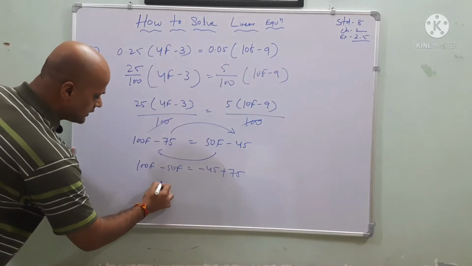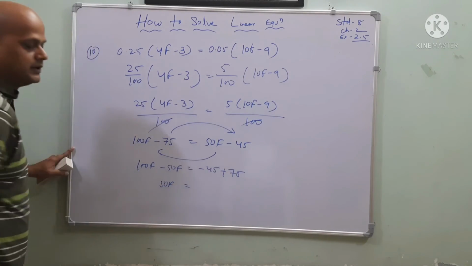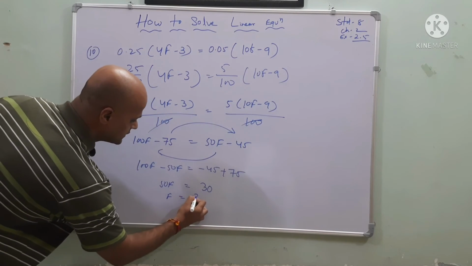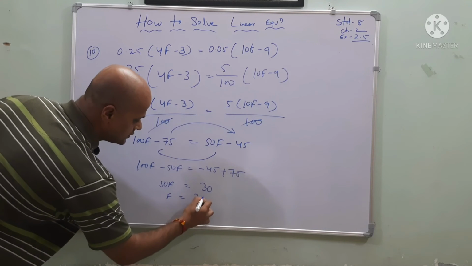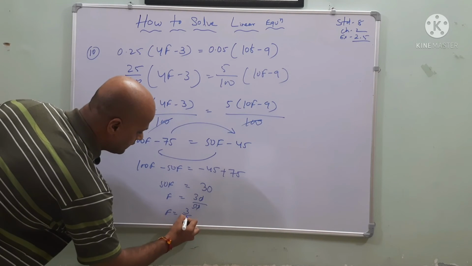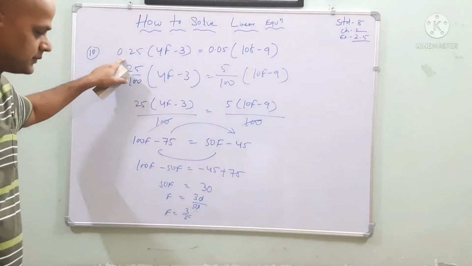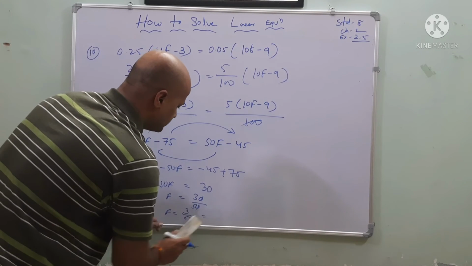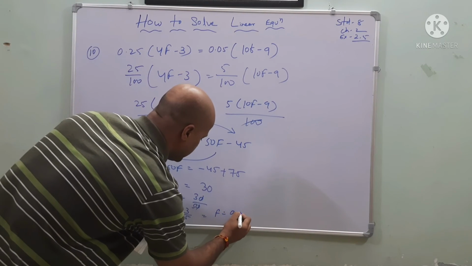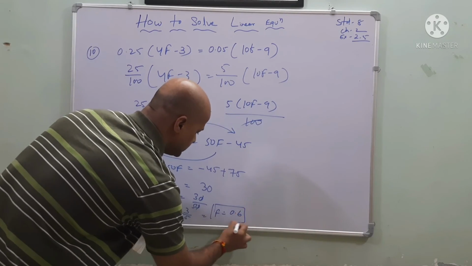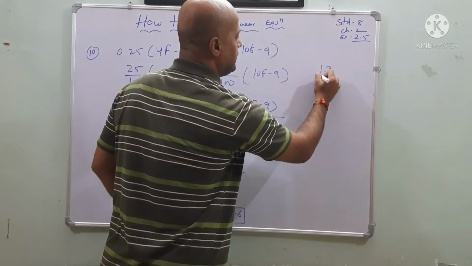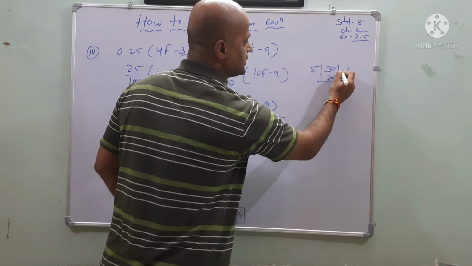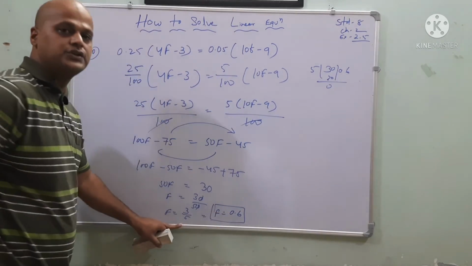So how much is it coming? 50f is equal to how much? 30, plus or minus? Yes, plus 30. So f is equal to 30 by 50. 0 and 0 cancel. f is equal to 3 by 5. Because the question is given in decimal form, you have to write in decimal form here. f is equal to 0.6. 3 divided by 5 is 0.6. So the answer is 0.6.